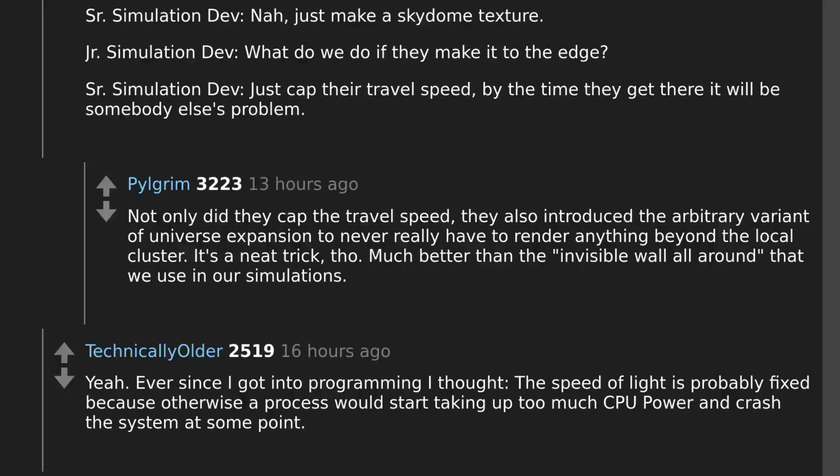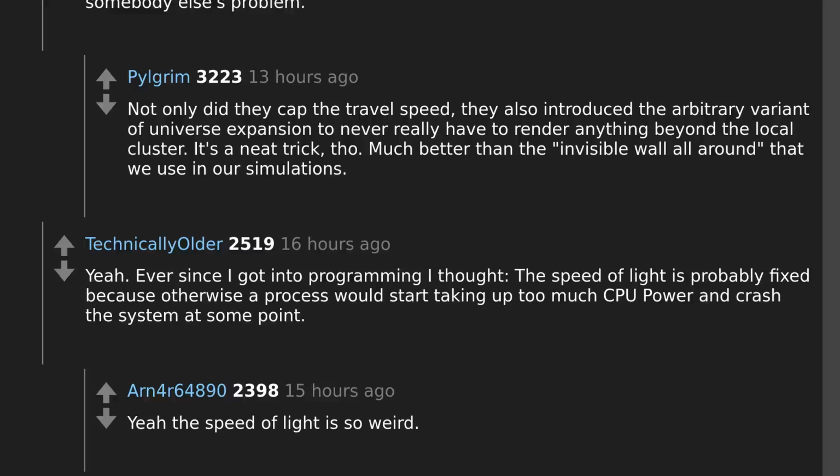Yeah. Ever since I got into programming I thought, the speed of light is probably fixed because otherwise a process would start taking up too much CPU power and crash the system at some point. Yeah, the speed of light is so weird.